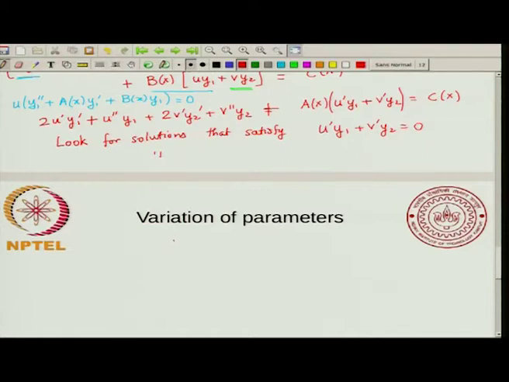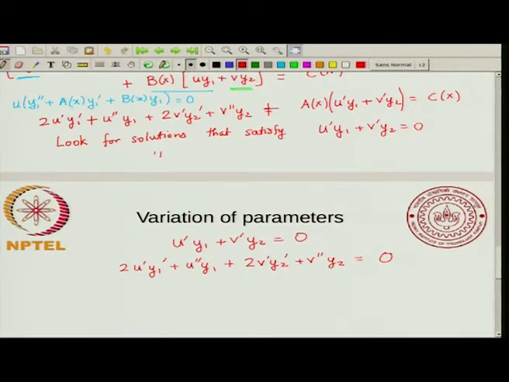So the first equation is u prime y1 plus v prime y2 equal to 0, and the second equation will have the form 2 u prime y1 prime plus u double prime y1 plus 2 v prime y2 prime plus v double prime y2 equal to 0. This may look a little complicated, but actually the solution of this is fairly straightforward.